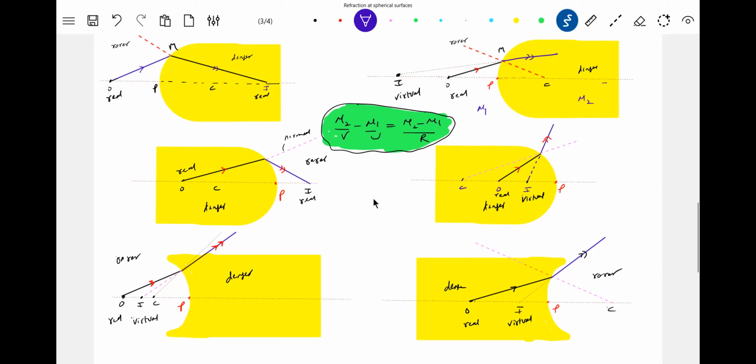Similarly, in this diagram, sir, can you indicate mu2, mu1? Yes, I will indicate. What is there in this diagram? This will be mu1. This will be mu2. Mu1. This will be mu2. Mu1. Mu2. Mu1. This mu2.